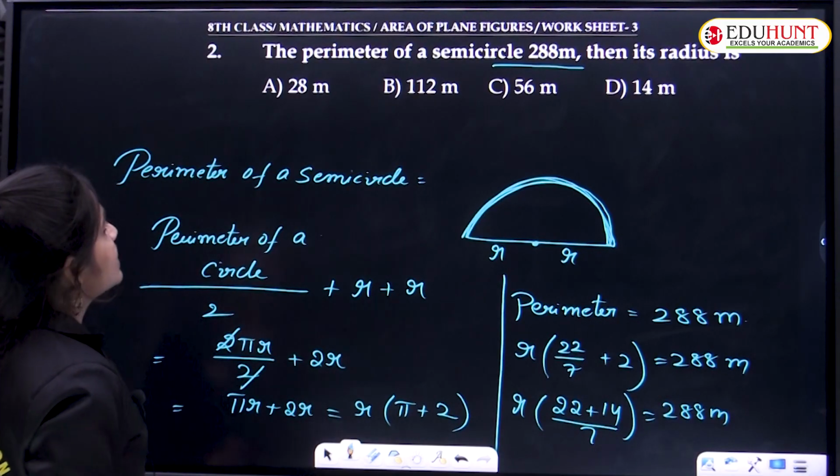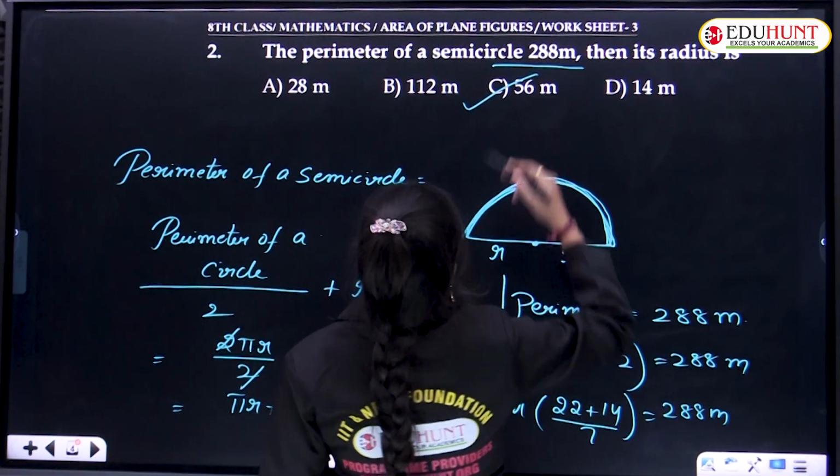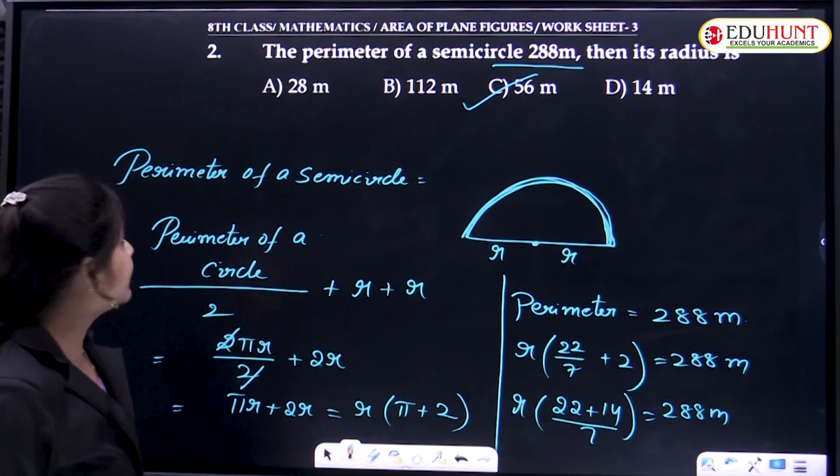Okay, yes, which option is correct here? Option C, 56 meters. Am I clear to you?